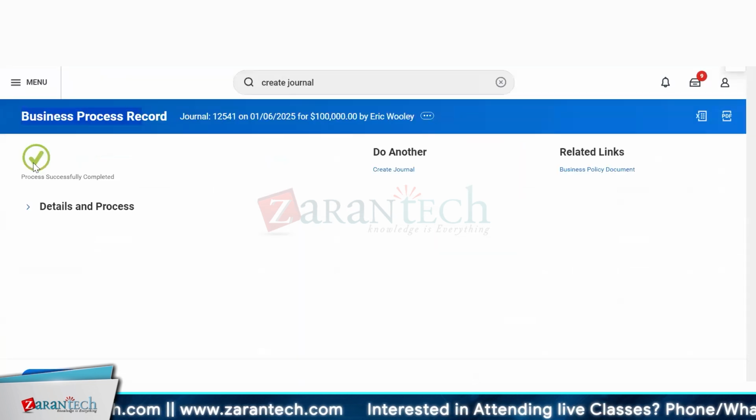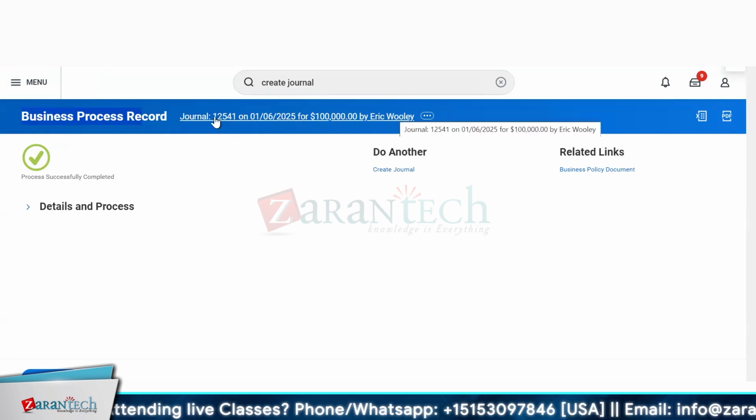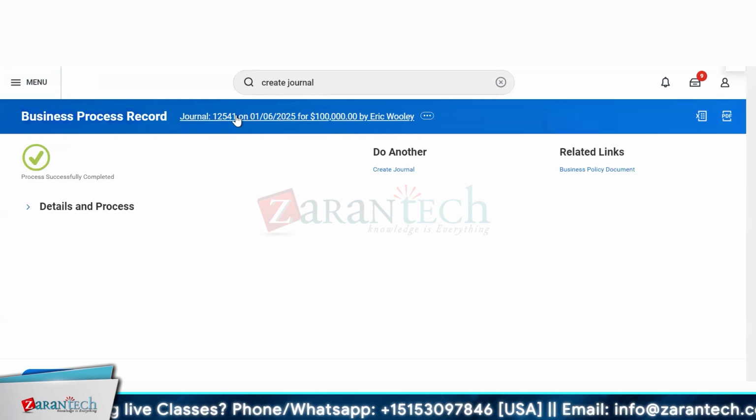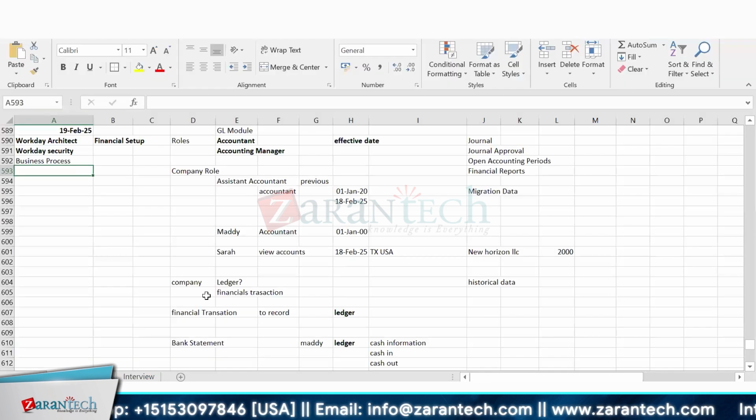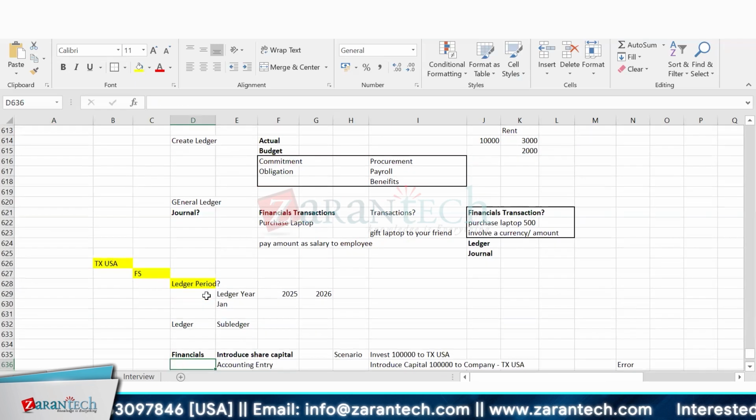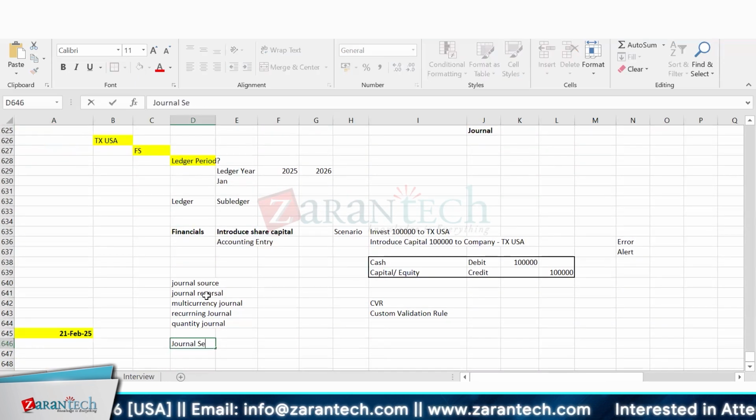So once that business process is completed successfully, this tick mark will appear, meaning that your transaction is completed with the journal number 12541 that has been created now. Now 12541, I haven't mentioned this number anywhere. From where does the system get this number? This is another point we will discuss, called sequential IDs. Journal sequential IDs we'll discuss at a later stage.